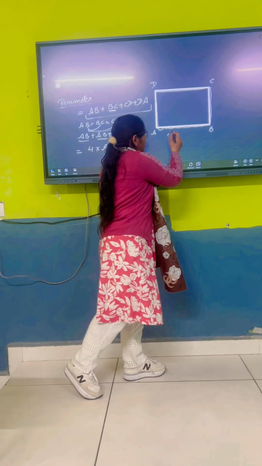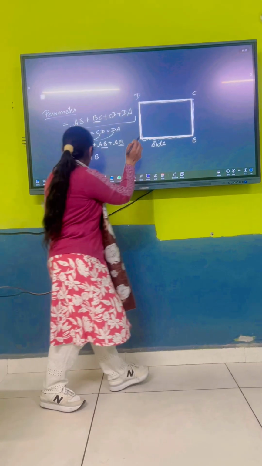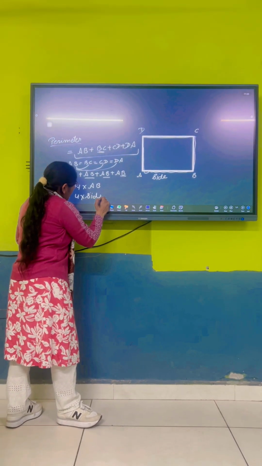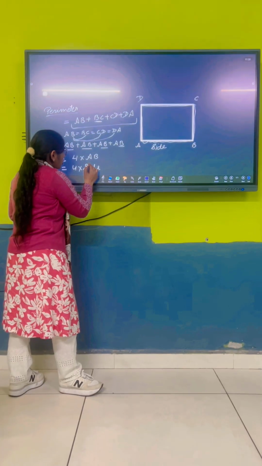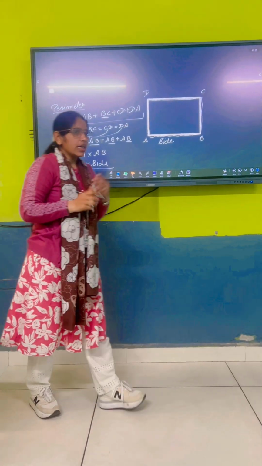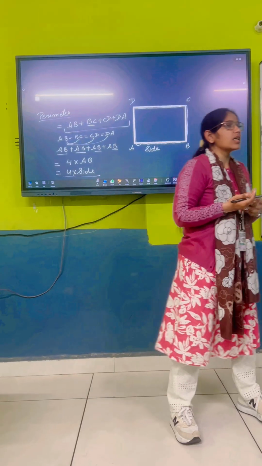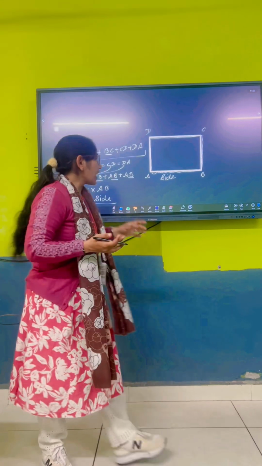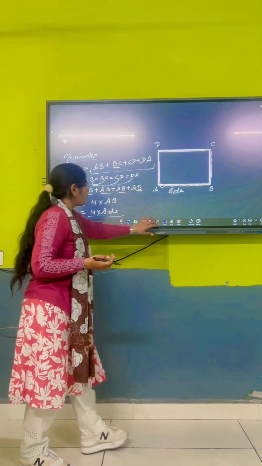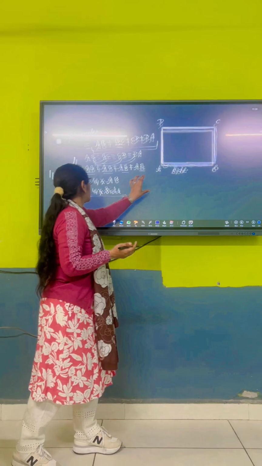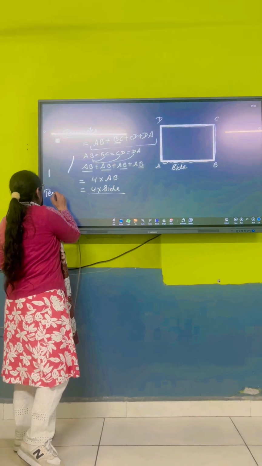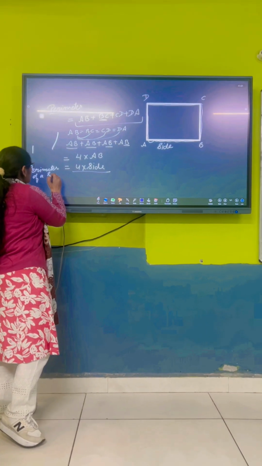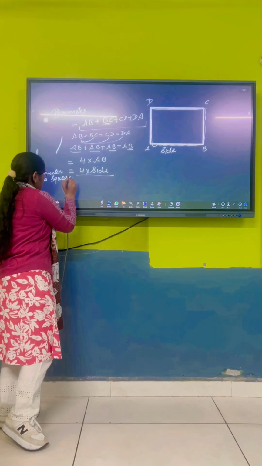Now AB is the side of the figure, so the perimeter equals 4 multiplied by the side. Now we get the formula to find the perimeter of a figure having all sides equal. Tell me, what is the name of the figure whose all sides are equal? Square. That means this formula is for the perimeter of a square, because in a square all sides are equal.